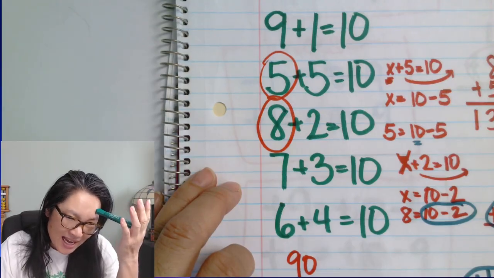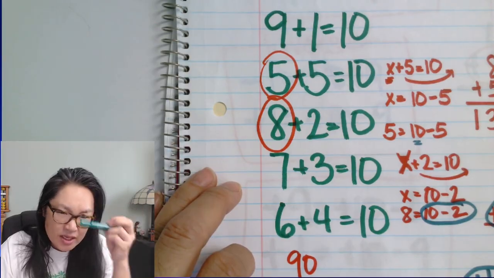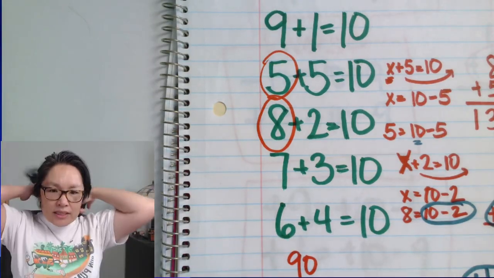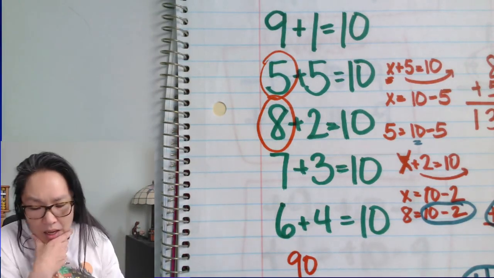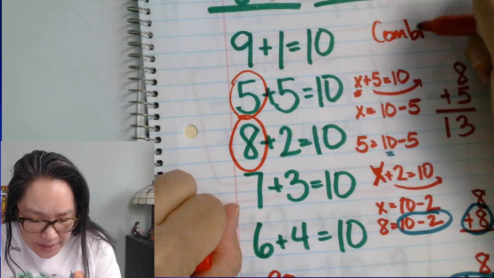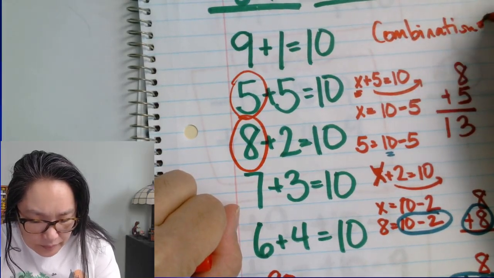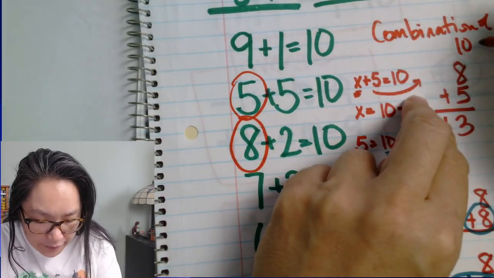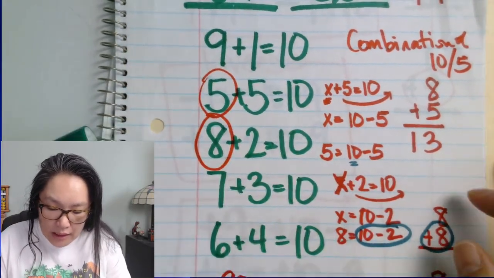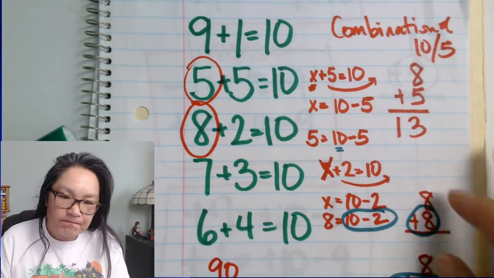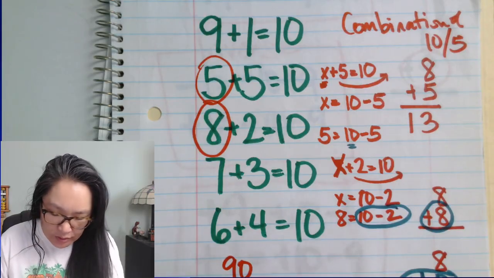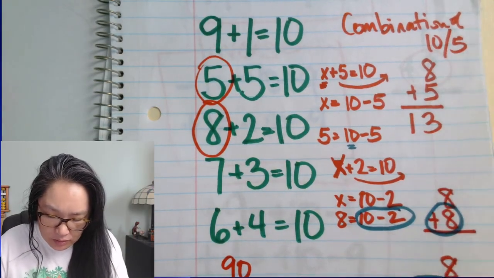Combinations of 10, yeah. It could be combinations of 10, combinations of 5. That could be the closest math terminology. Combinations of 10 and 5, I could see that. I've seen that before, but I don't know if it's a new concept or just a new terminology. But yeah, I do like this.